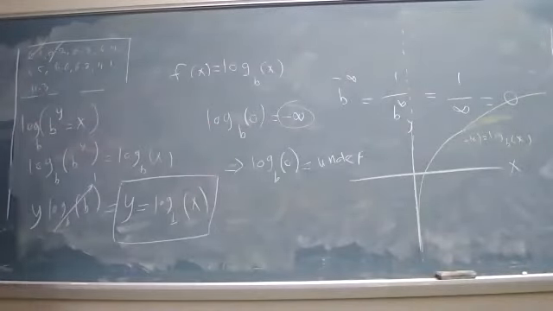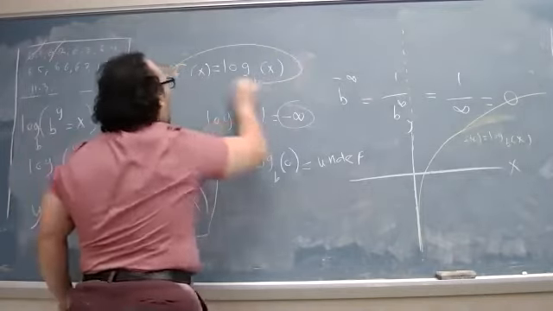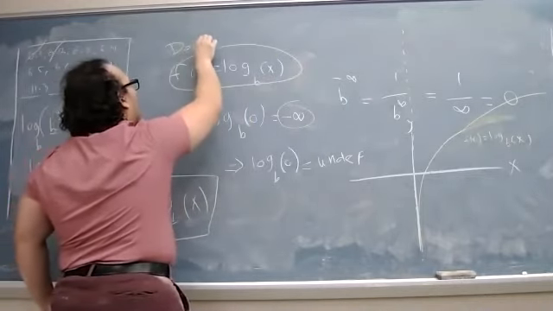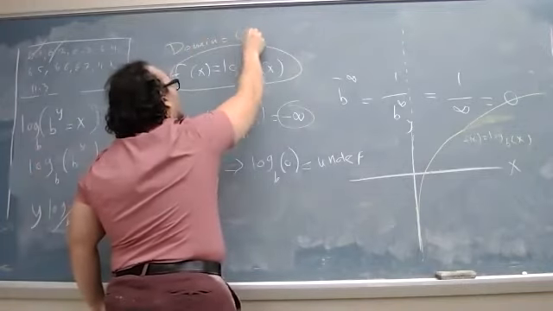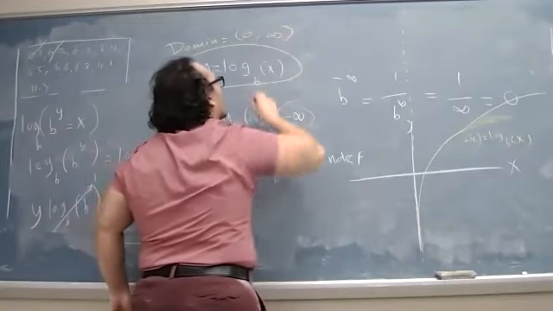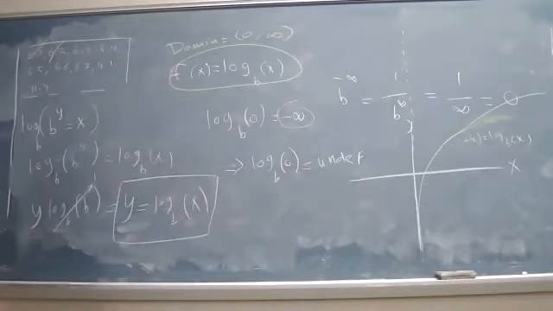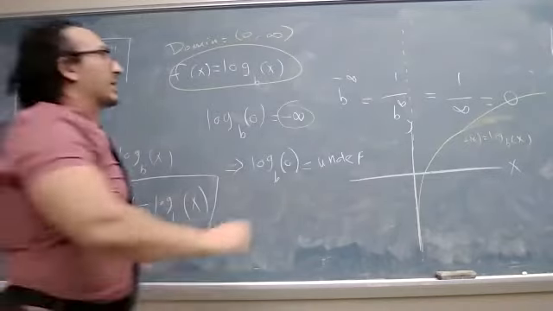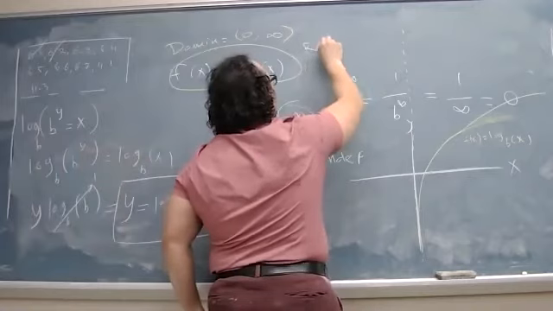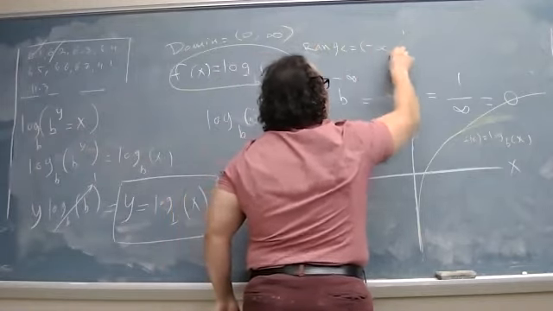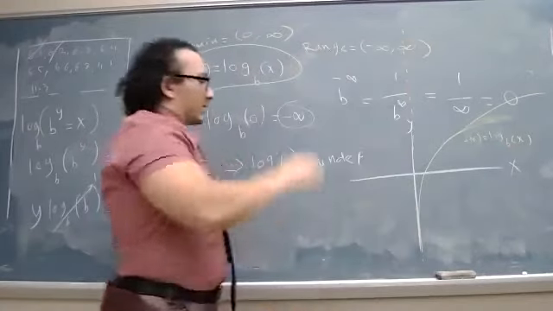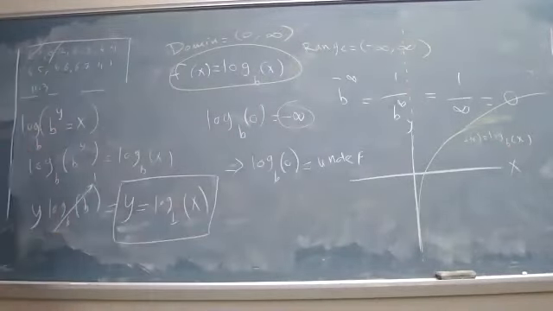So the domain of this function is going to be equal to, we can't include 0. So 0 to infinity is the domain. And what is its range? The range is all reals, because it goes all the way down to negative infinity and all the way up to positive infinity on the y.